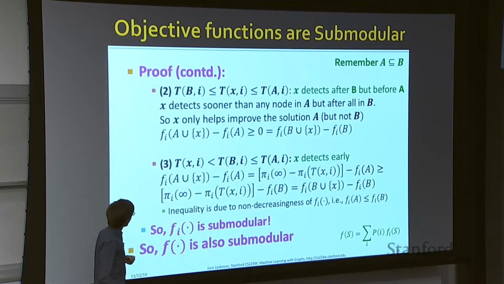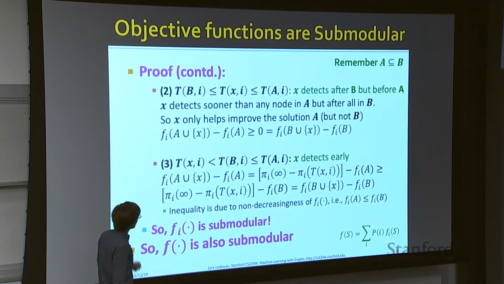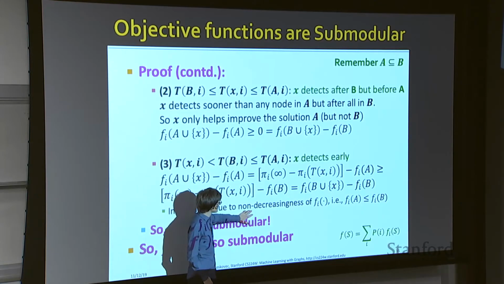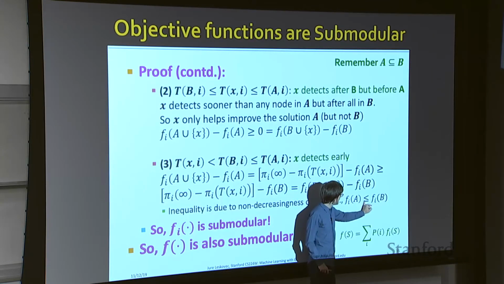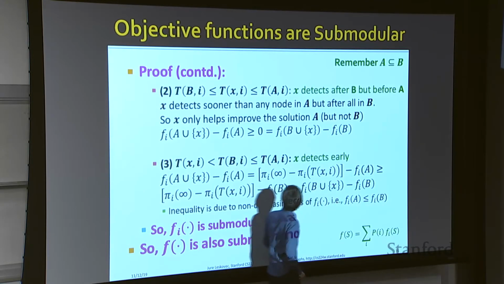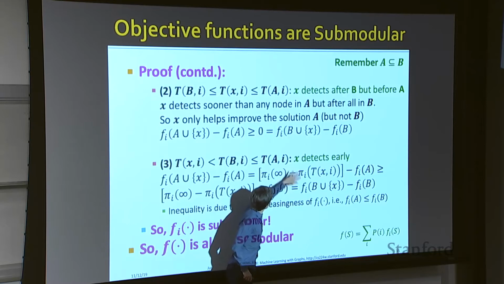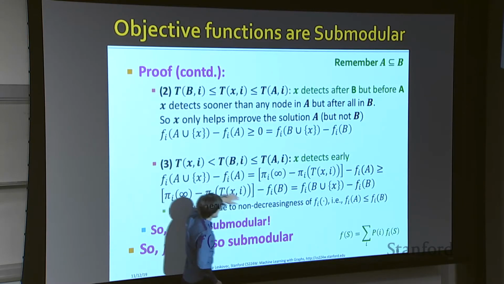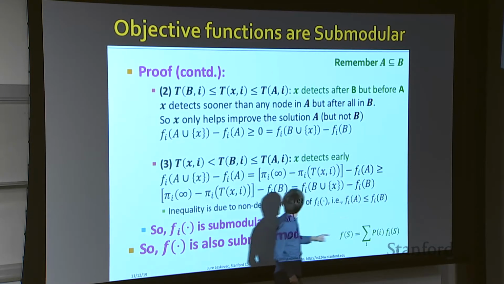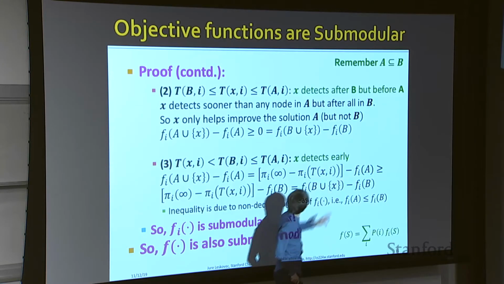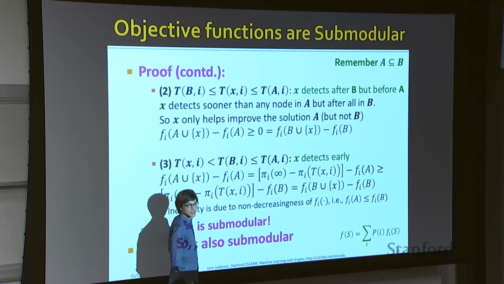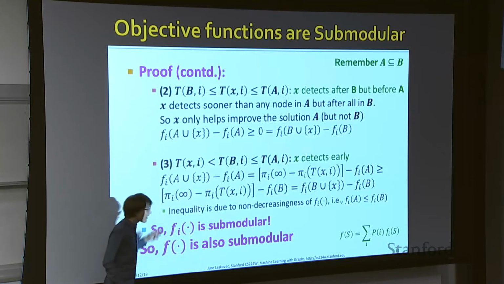Why is this thing true? This is true because of the non-decreasingness of f sub i, right? I know that f sub i of A is less than f sub i of B. So if I have this thing be the same on both ends, and here I subtract a small number, and there I subtract a big number, then this thing here will be bigger than that thing there, right? So that's why this is true.